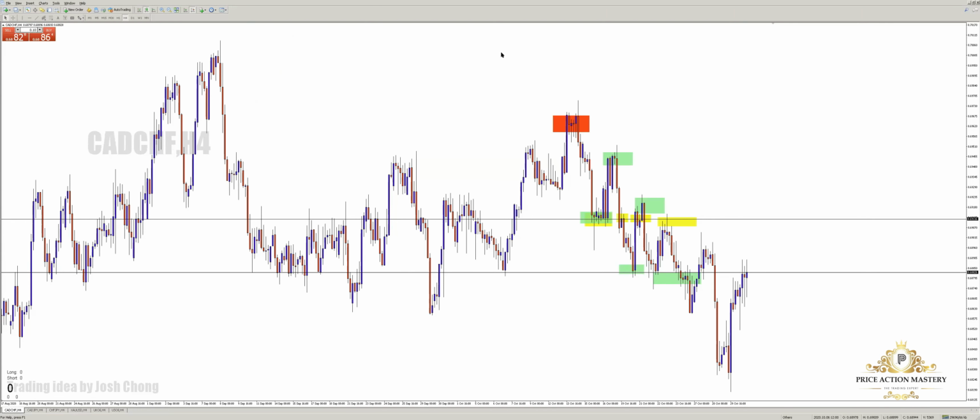Okay, for this CAD CHF, we can see it much clearer: lower low, lower low, lower low. So I'm seeing this level, these two circles and this entire circle area, for the short trade.